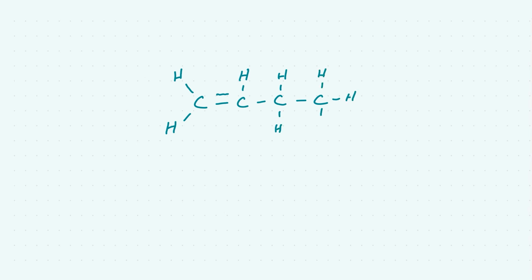So now, when it comes to naming this, again, we know it's a butene, but which one is it? So counting from carbon 1 to 4, so if we go 1, 2, 3, 4, we can see that our double bond is on our first carbon, so this will be but-1-ene.